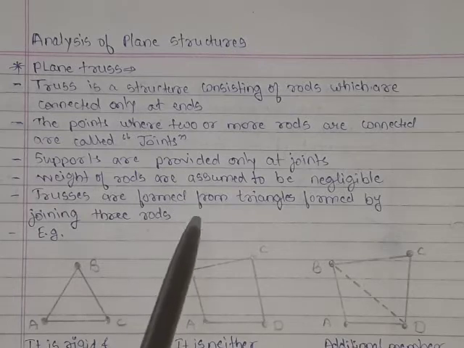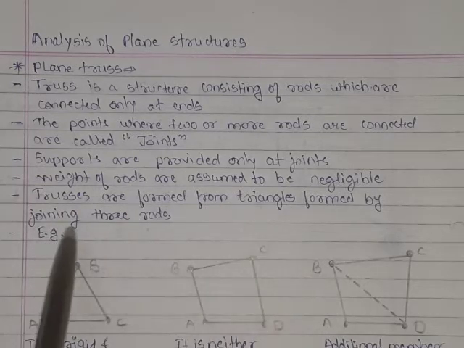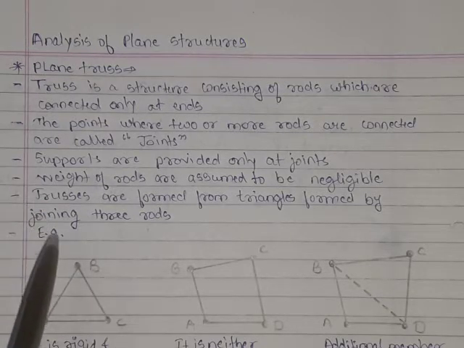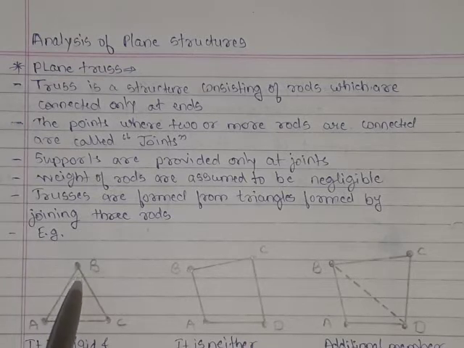Trusses are thus formed from a triangle joining three rods. For example, we'll see this triangle. In this triangle ABC, this can be said to be a truss when it is composed of three members, meaning it forms a triangle and the members are connected at the joints. Now this structure is stable and rigid. Even after application of an external force at the joint, the truss is not going to deform.